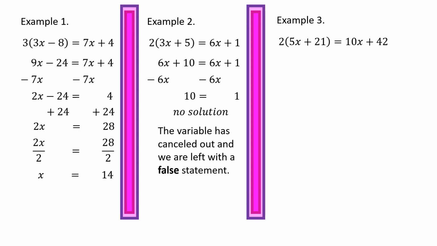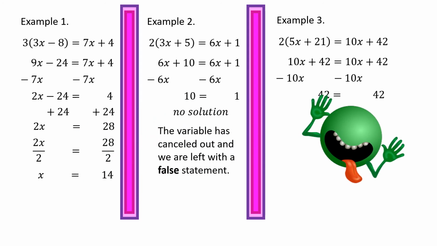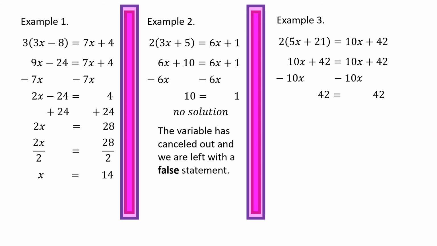Example number 3. Once again, I'll start out with the distributive property. 2 times 5x is 10x. 2 times 21 is 42. Keep the rest of the equation. Subtract 10x from each side of the equation. And now I'm left with a true statement. 42 equals 42. Hitchhiker's Guide to the Galaxy reference, right? All right, 42.